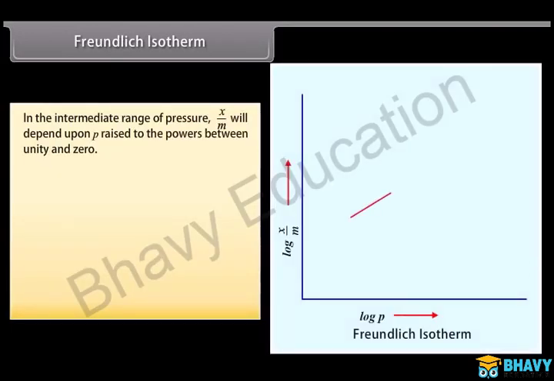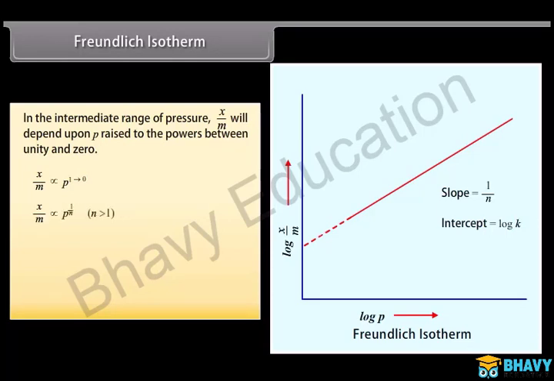Freundlich isotherm. In the intermediate range of pressure, x/m will depend upon p raised to powers between unity and 0. This can be expressed as x/m ∝ p^(1 to 0), or x/m ∝ p^(1/n), where the value of n is greater than 1, or it can be written as x/m = k × p^(1/n).